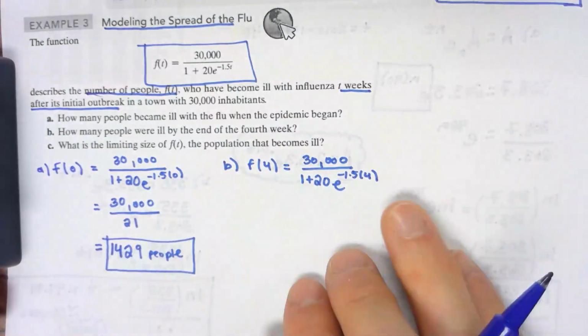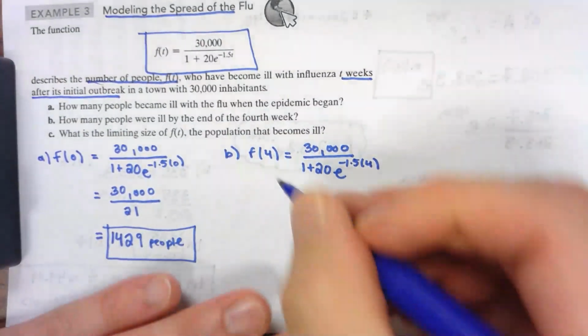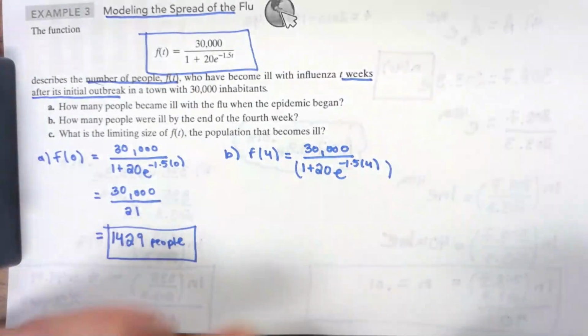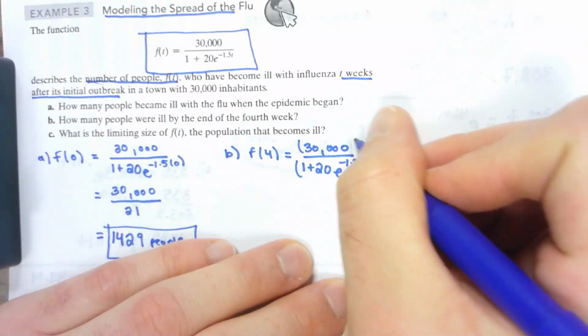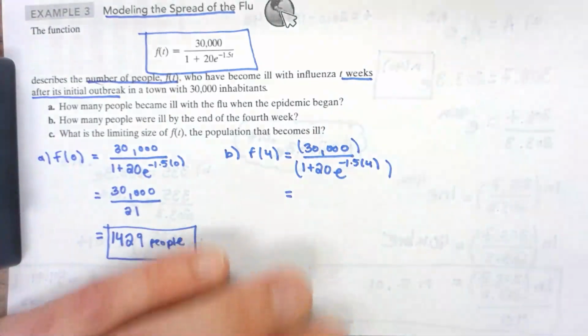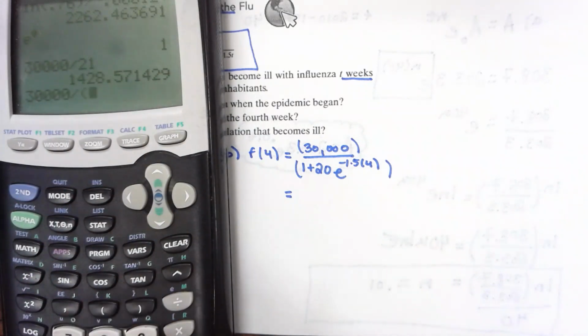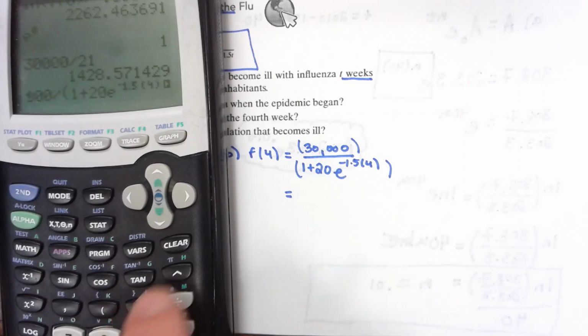Now, when you plug this into the calculator, probably best to do it all in one go. You're going to want parentheses around the entire denominator. And just to keep things consistent, we're going to also plug it into the entire numerator. So I'm going to go 30,000 divided by parentheses 1 plus 20, and then e to the power of negative 1.5 times 4.